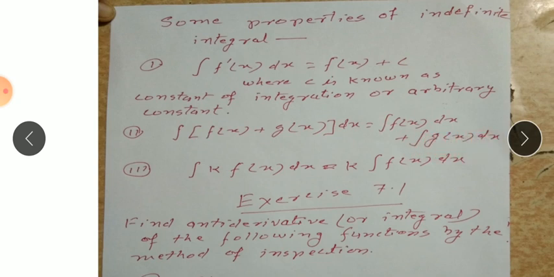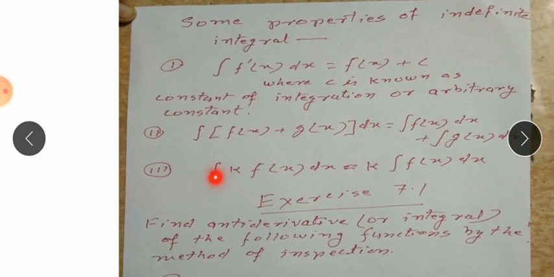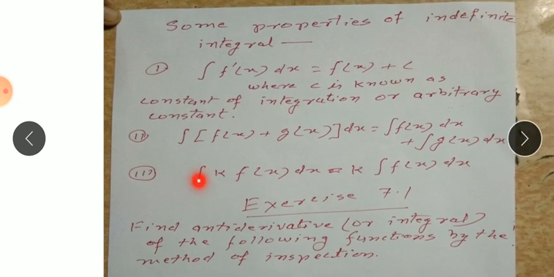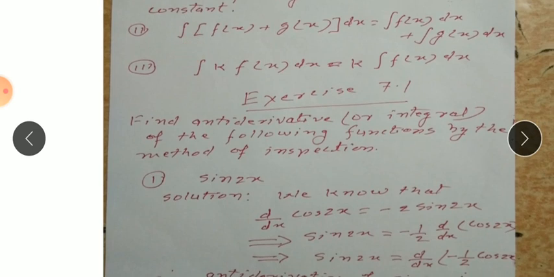Now the third property is integration of k times function f x dx, where k is a constant, that is, k times integration of function f x dx. The constant is outside the integration sign, the rest is under the integration. On the basis of this, now refer exercise 7.1 from the NCERT book.